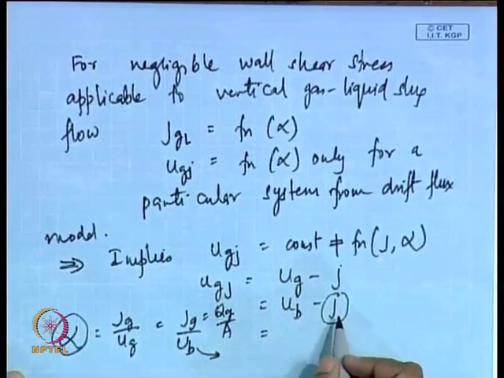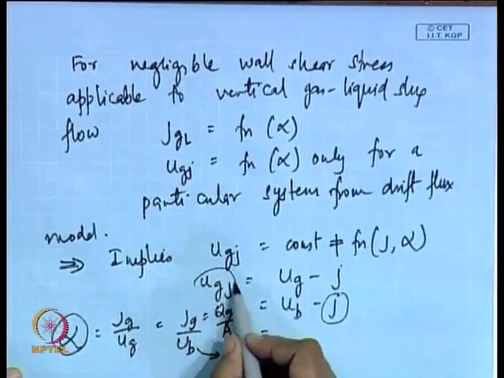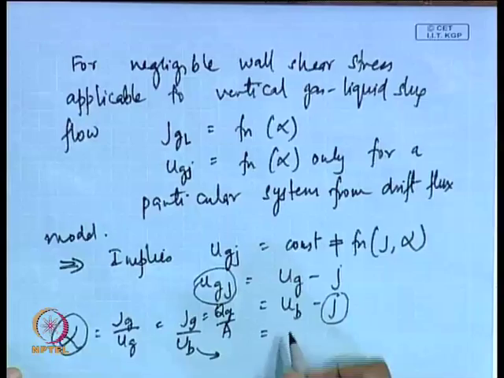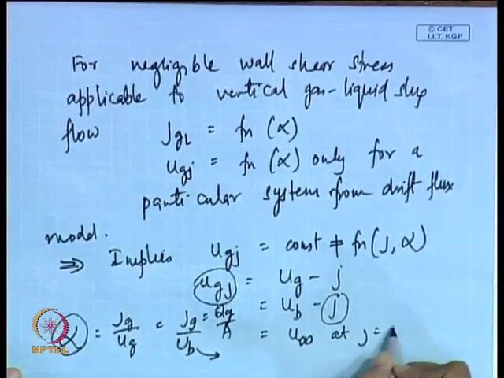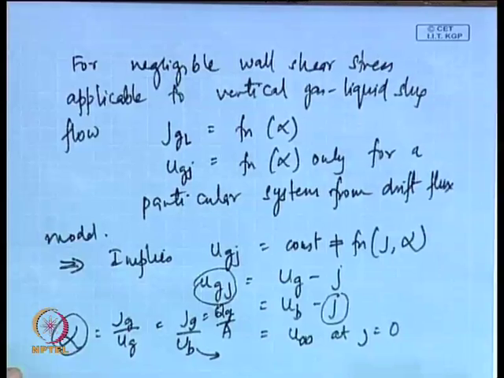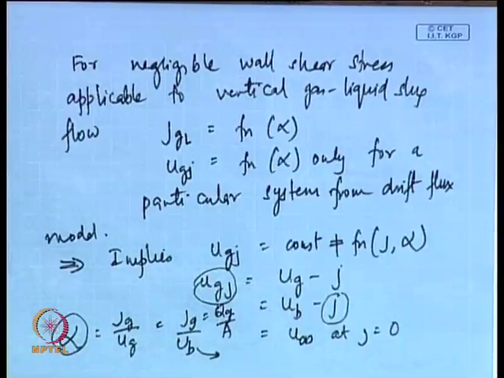So, therefore, we find that Ub, this Ugj, becomes equal to U infinity at j equals 0. So, therefore, once we know this, we can find out Ugj. From there, if we know j, we can find out Ub. Once we can find out Ub, we can find out alpha. Do you agree with me, all of you? Agreed. And we find that finding out Ugj, the drift velocity, is very easy.